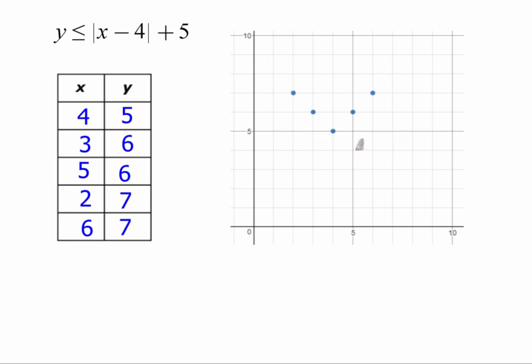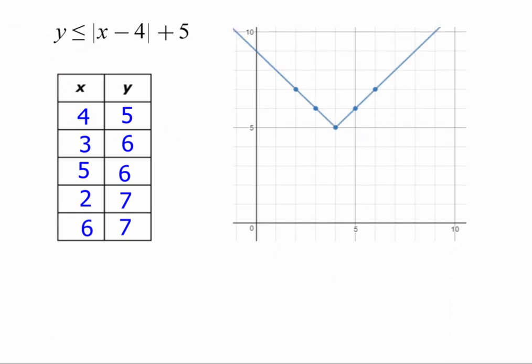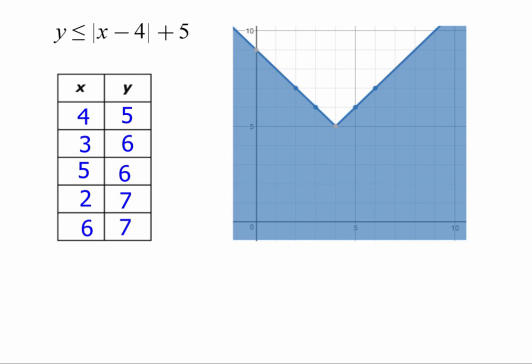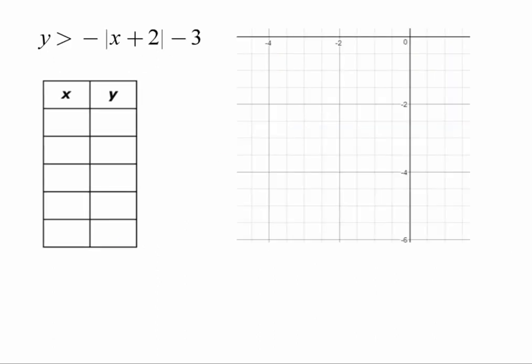Now I want to figure out, is this a dashed or a solid line? Because I have an equal to bar, this is going to be a solid line. And then I need to figure out where to shade. Because it's less than, I want to shade below my inequality, or below my lines. So that's how I would graph this absolute value inequality. Take a look at another example.